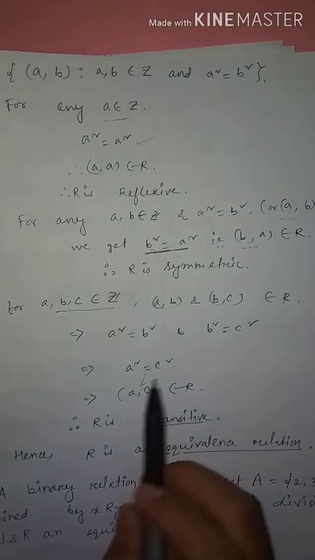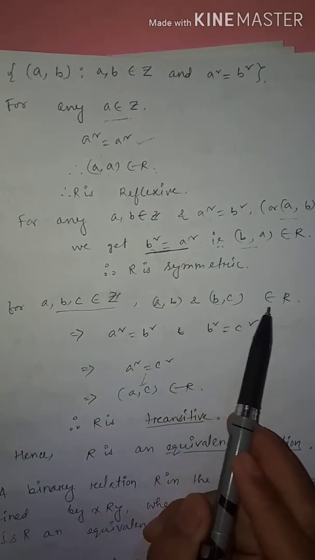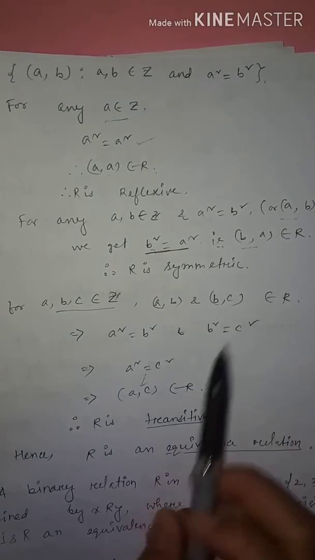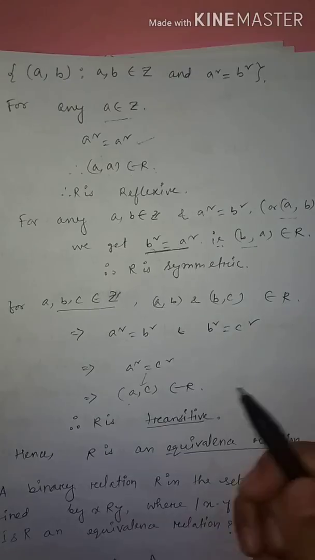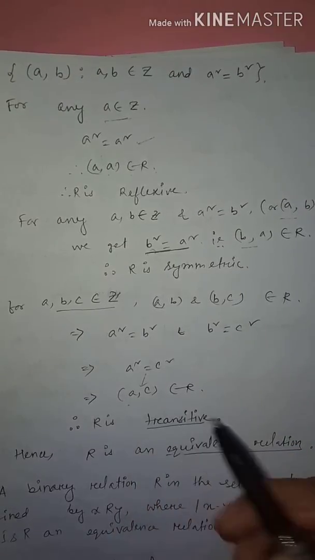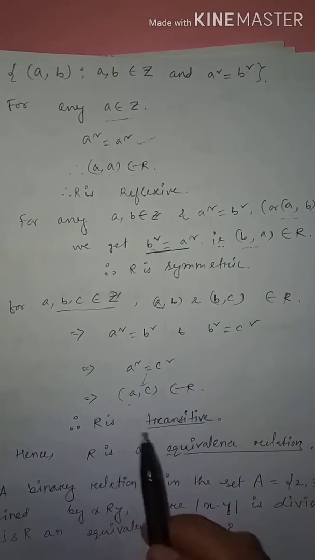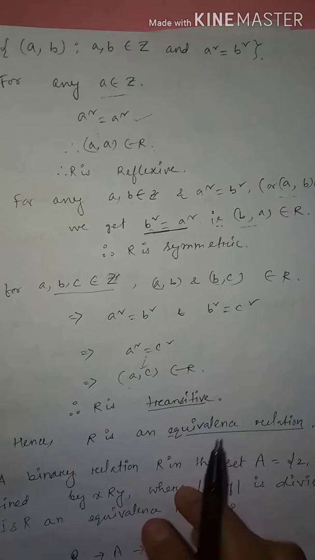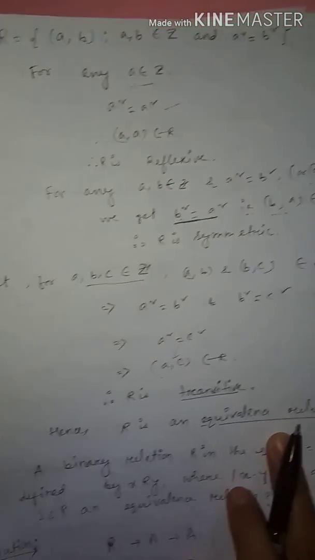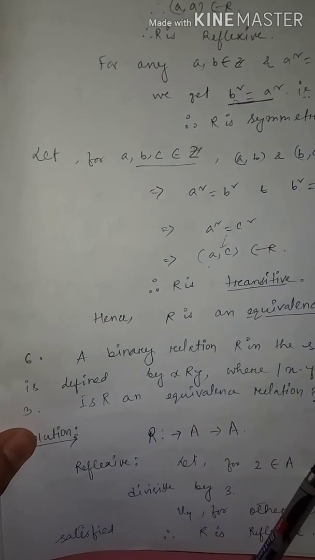Therefore, for any two elements (a, b) and (b, c) belonging to the relation R, we finally get an element (a, c) belonging to R. Therefore, R is transitive. Since R is reflexive, symmetric and transitive, therefore R is an equivalence relation. So this question is done. Now come to the next question.